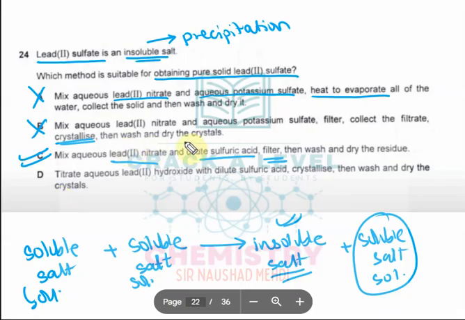So you are mixing the two soluble solutions, and the insoluble salt lead(II) sulfate will be formed, and simply you have to filter it out. So option C is the correct answer. And in option D, you can see crystallize is written over there, so it wouldn't be.